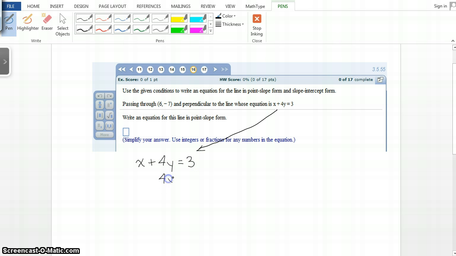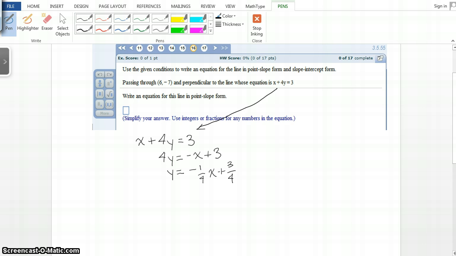Alright, so let's put that x term on the other side. So you have 4y = -x + 3. Then if you divide by 4, you'll have y = -1/4 x + 3/4. Alright, that's the line that was given.